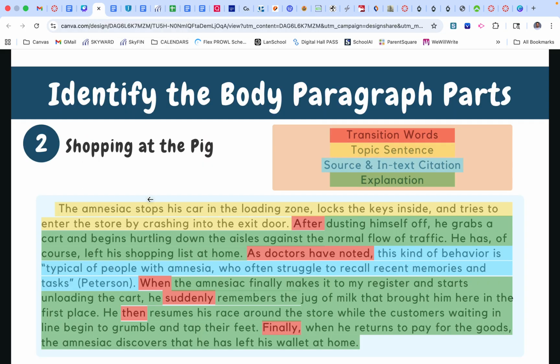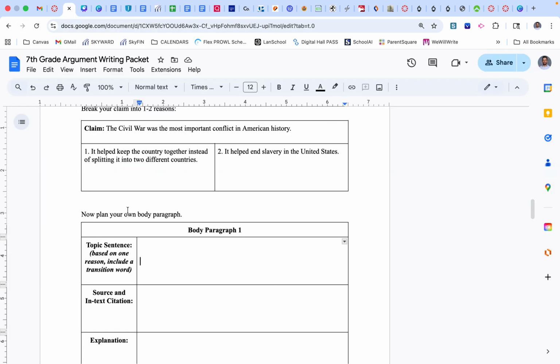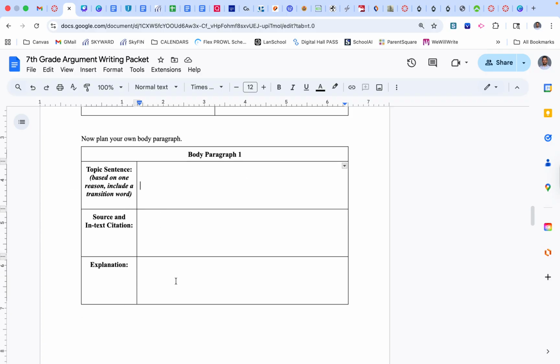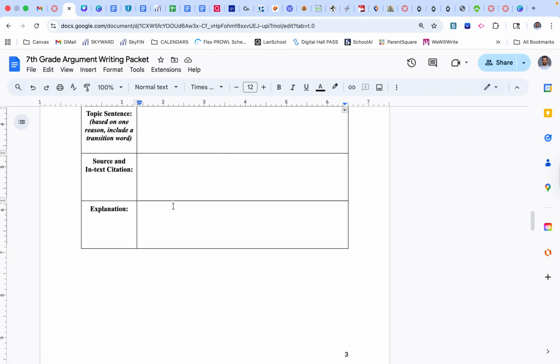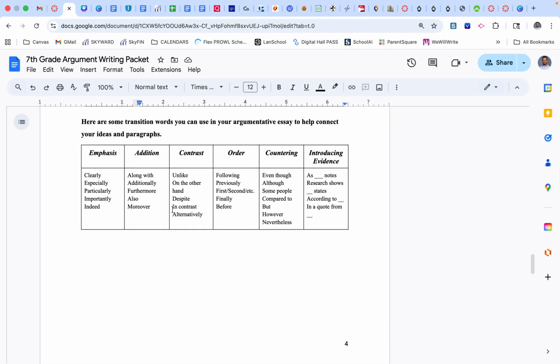All right. So we've identified our paragraph parts. Okay? Now it is your turn. You need to look at the table of transition words that's in your packet at the bottom of page 4. I'll show you where that is. This is what it looks like. So we're on page 3. We'll work on our body paragraph with all the different parts. And then down on page 4, here are some transition words you could use. But of course, you don't have to just stick to these. There are lots of transition words you could use.